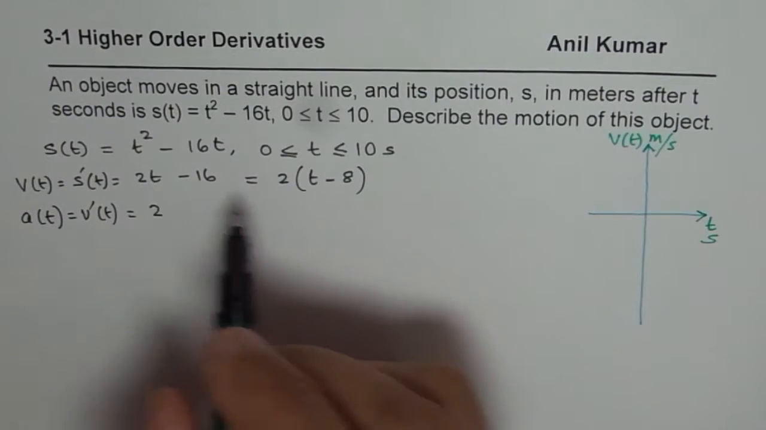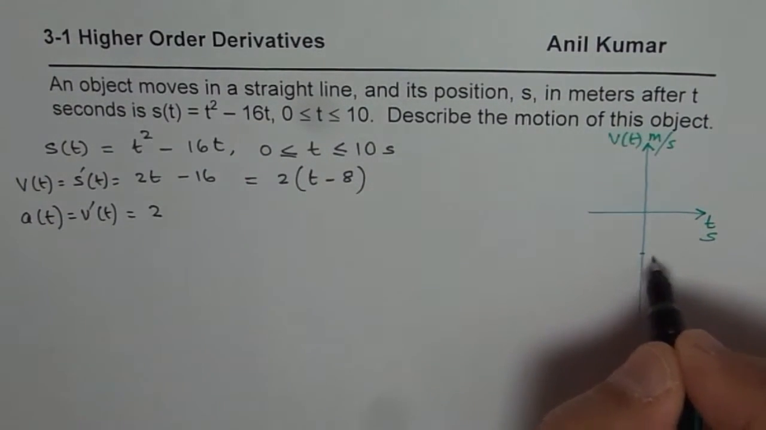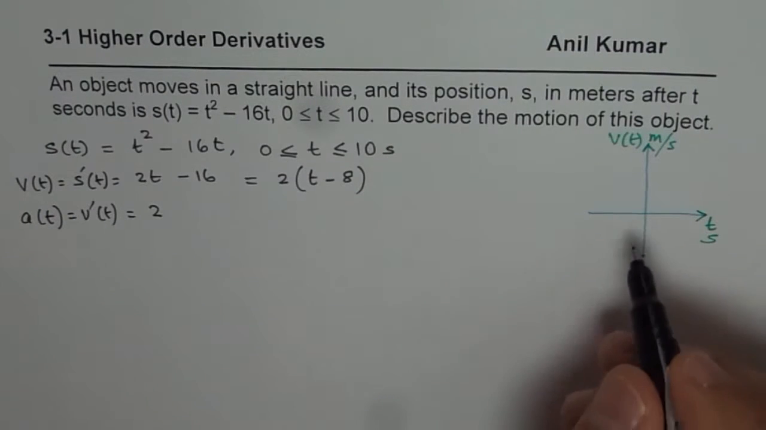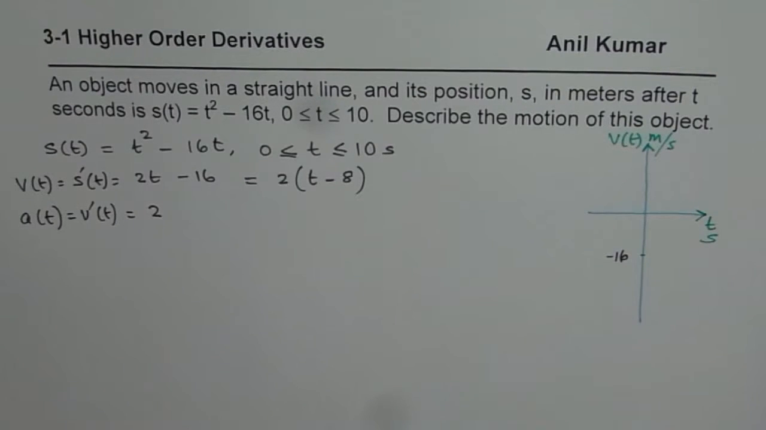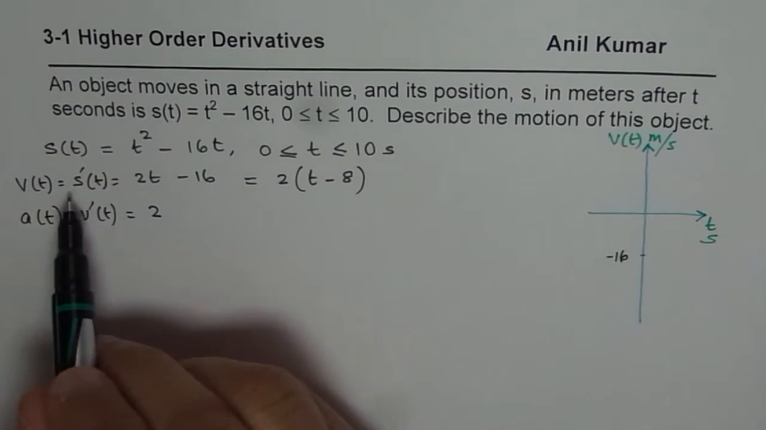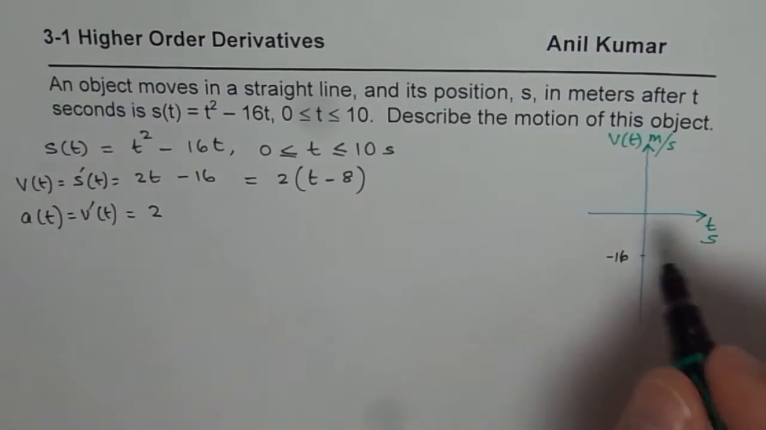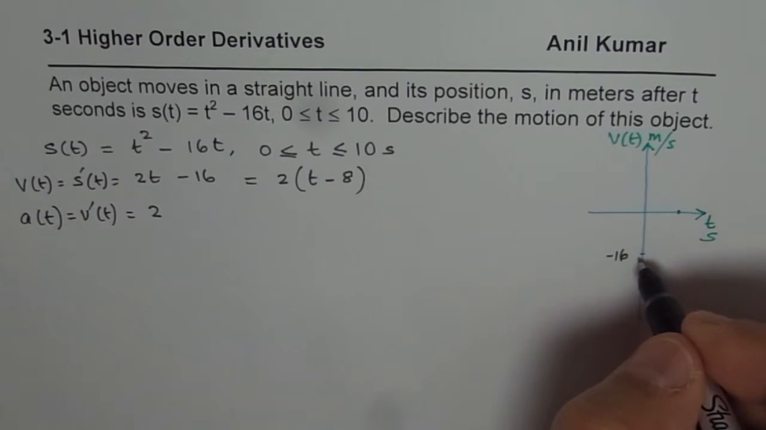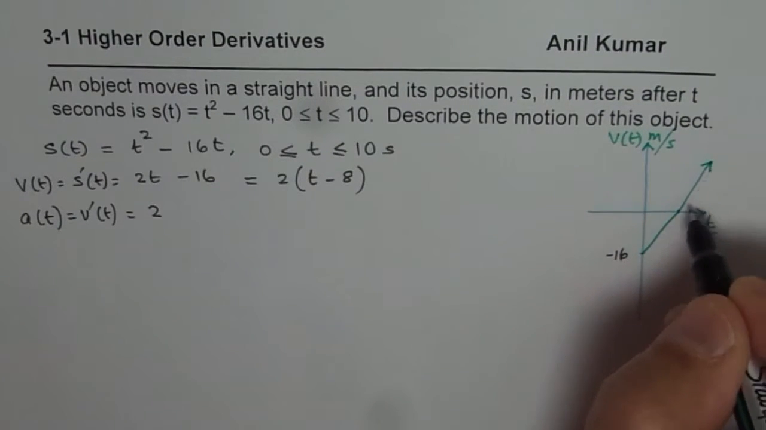If I write t as 0, I get a point minus 16 here. So initial velocity for us is minus 16. And when is it 0? It will be 0 at t equals 8, right? So at t equals 8, it will be 0. So I can draw the graph of the line kind of like this, right?